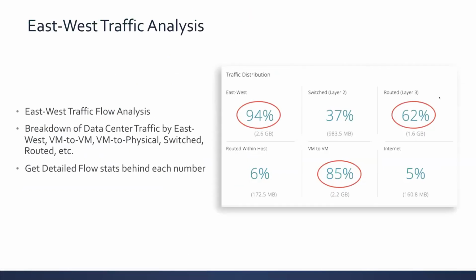This is a brief snippet of what you would see. Let's dive into this particular snippet. What we have is east-west traffic is at 94%. And this basically is saying VMs to the left will communicate with VMs to the right and vice versa.